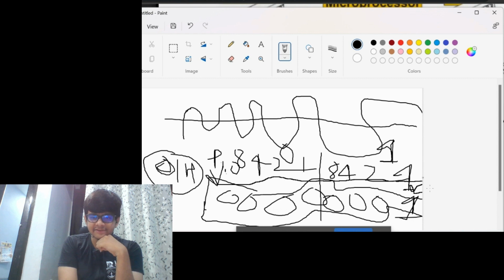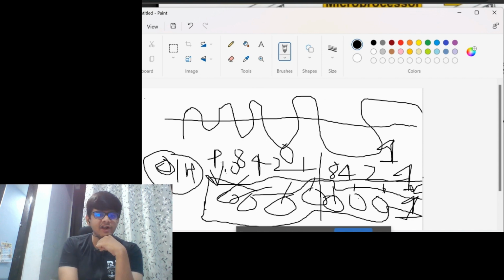This will be P1.1, this P1.2, this P1.3, this P1.4, this P1.5, this P1.6, and then this will be P1.7.